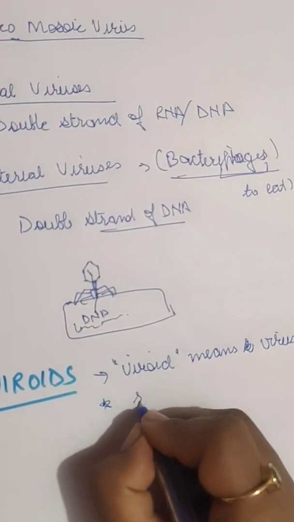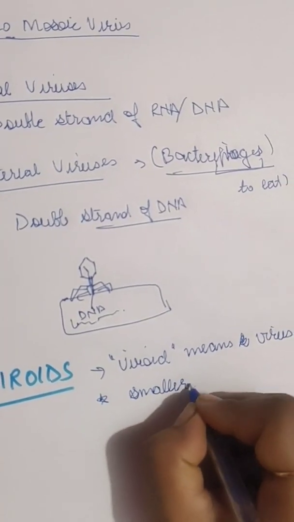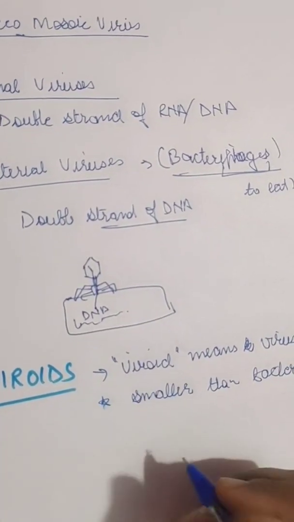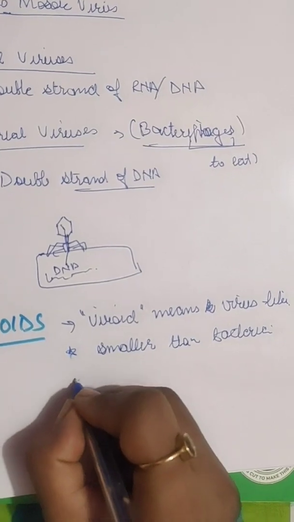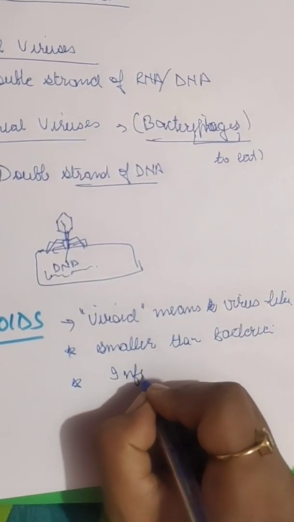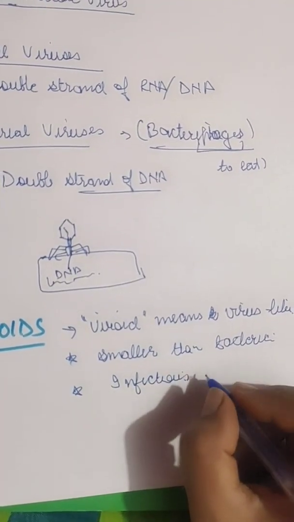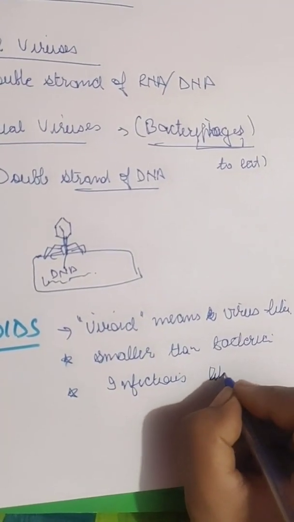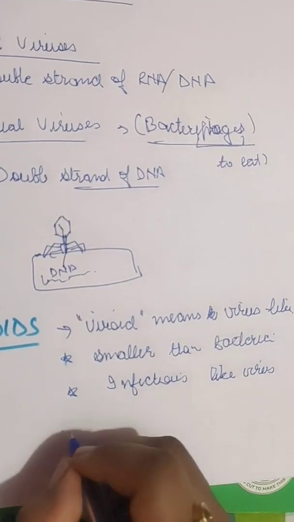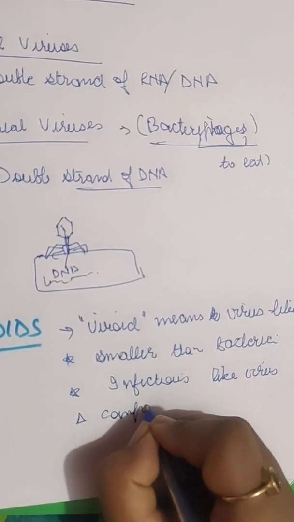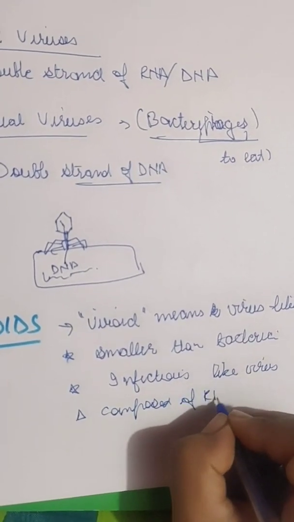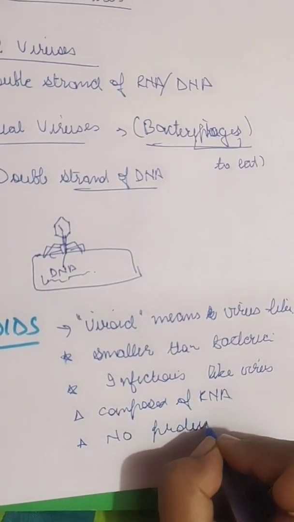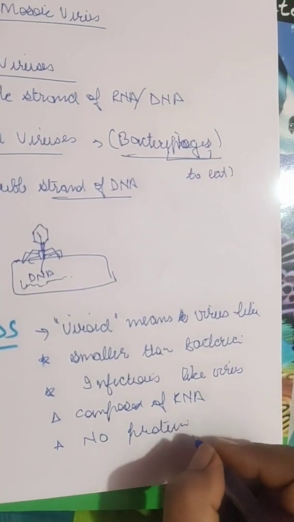So they are even smaller than bacteria, and they are also infectious like viruses. They contain RNA as genetic material, infectious agents like viruses, and they are composed of RNA, but they don't have any protein code.